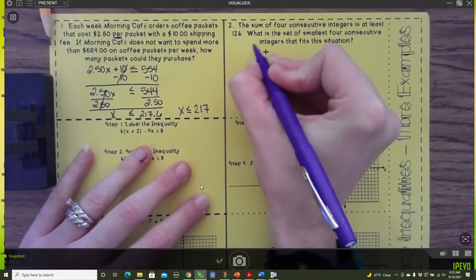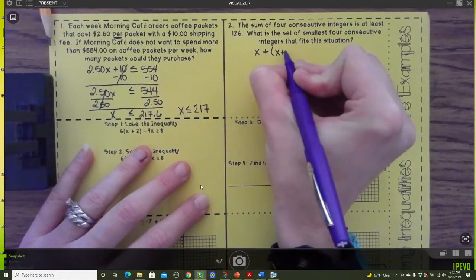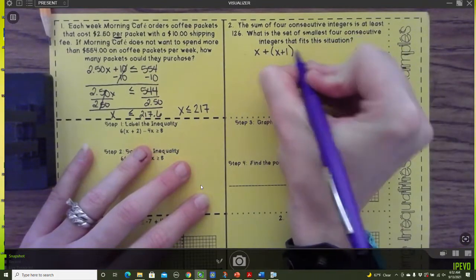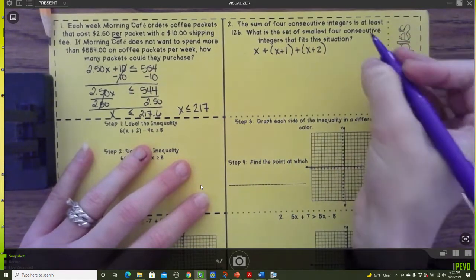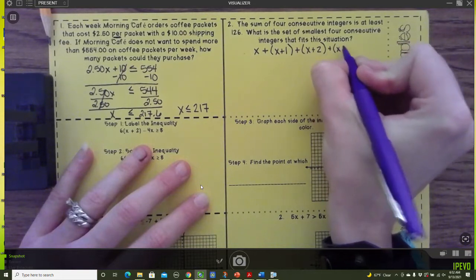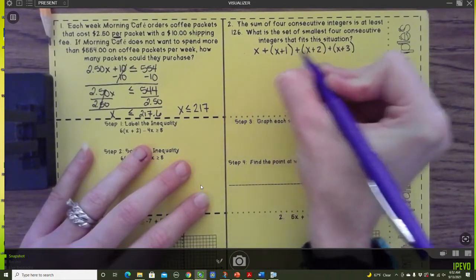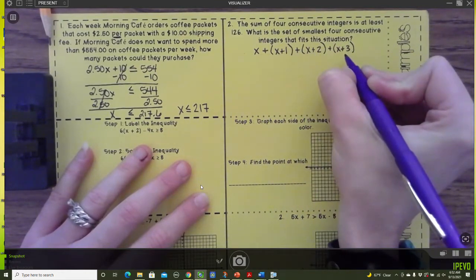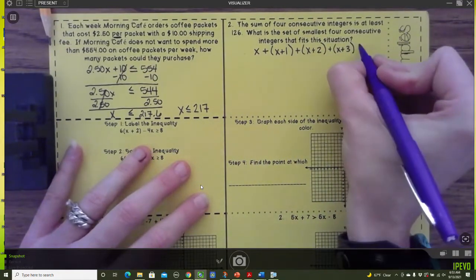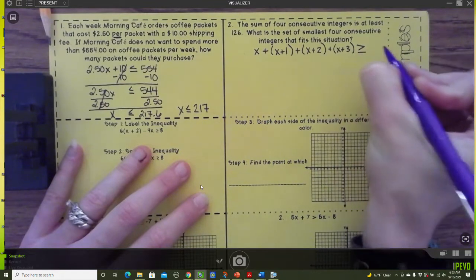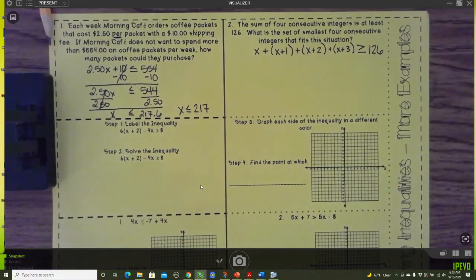Okay, so if x is my first number, to get to my next consecutive number, I would do x plus 1. My next one would be x plus 2. And then my final one would be x plus 3. So again, think if x is 1, 1 plus 1 is 2, 1 plus 2 is 3, 1 plus 3 is 4. 1, 2, 3, 4. Now it has to be at least, which means it can be greater than or equal to 126. So at the least it has to be 126, but it can be more than.